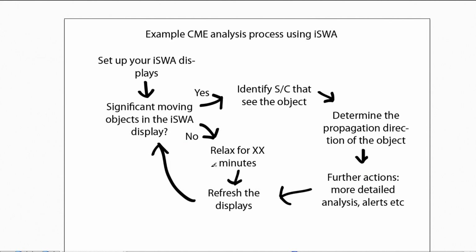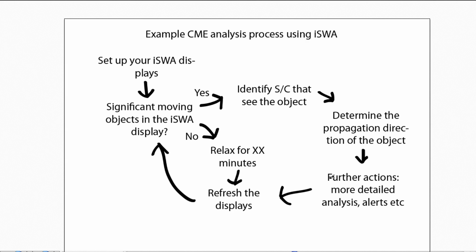And again, this starts to repeat itself if there are no further moving objects in the displays, and this goes along as long as there's nothing interesting in the displays. And once again you identify something of interest, you go to the yes branch and then follow the further analysis that follows the identification of this object in the displays.